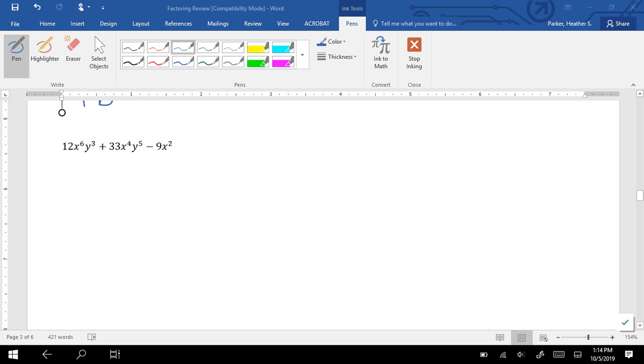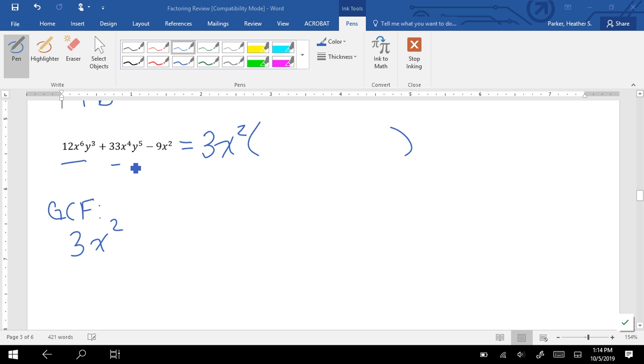So on this one I have 12, 33, and 9. So my GCF, my greatest common factor, the biggest number that goes into all three, is 3. I start with my smallest number. 9 doesn't go into 33 or 12, so then I look at my factors of 9, which are just 1 and 3. 3 goes into all of them. X is common. 6, 4, and 2 are my exponents, so I pick the smallest, 2. And then I've got y cubed, y to the 5th, no y in that last one. So y is not common, so it's not part of my GCF.